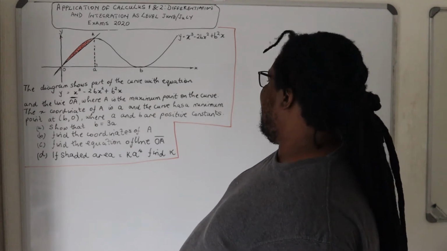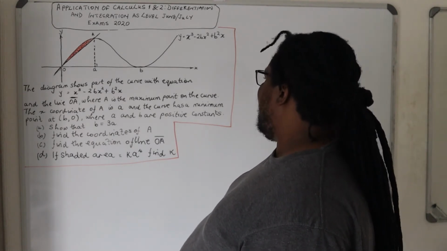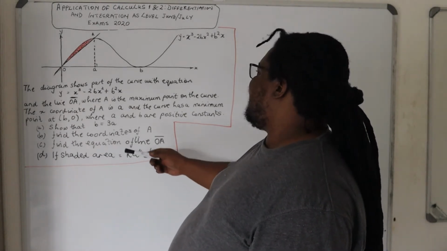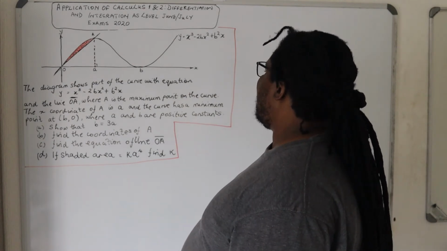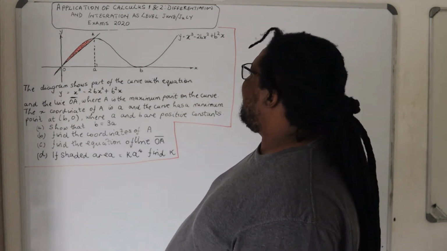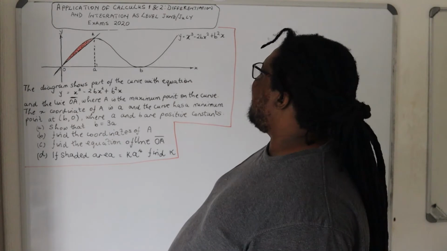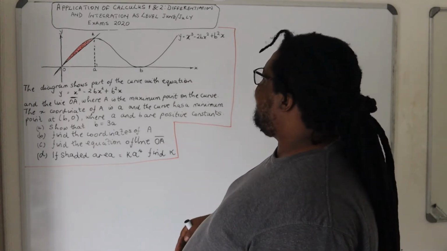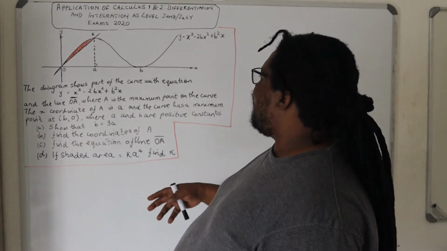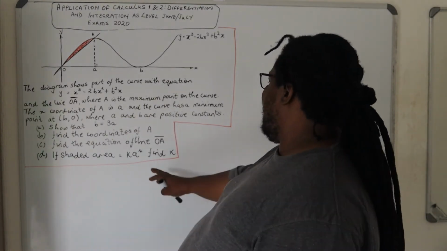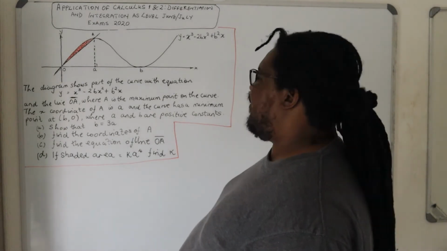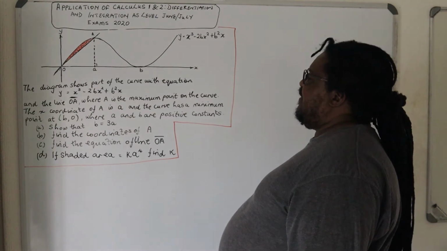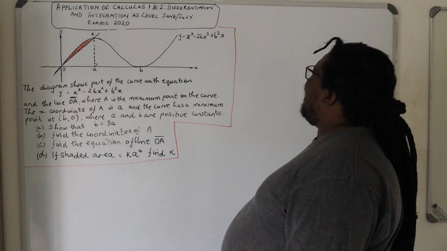If the shaded area is equal to ka to the power 4, find the value of k. So for you to get the shaded area, you need to know the equation of the line, and you subtract the equation of the line from the equation of the curve, because the line is below the curve. And then once you get the area, you equate it to ka to the power 4 and get the value of k. So basically, in a nutshell, that's what the question is talking about.